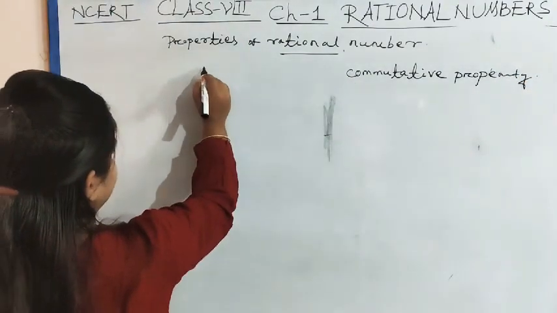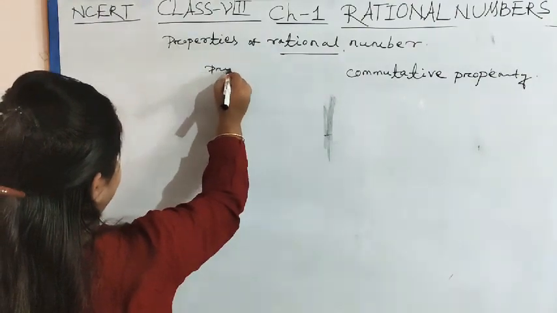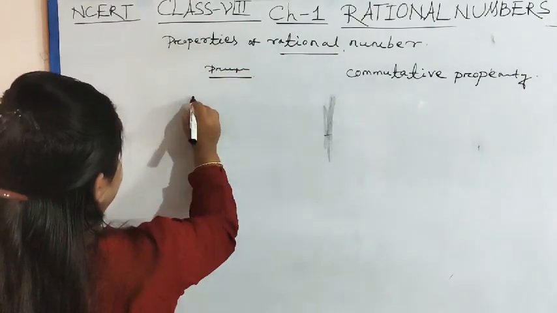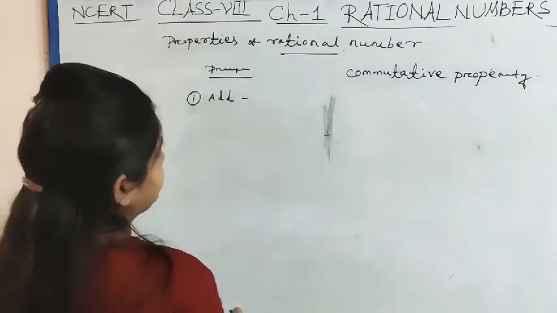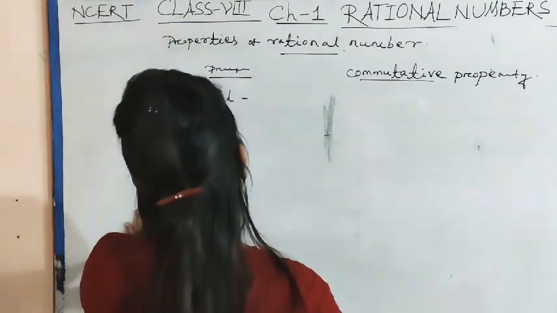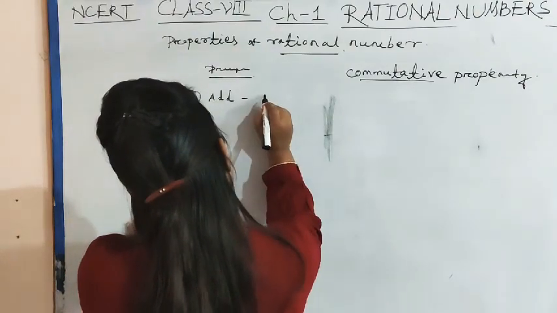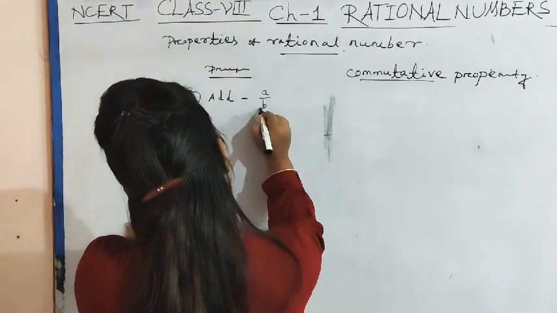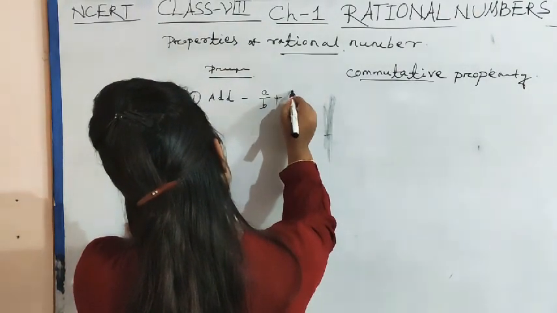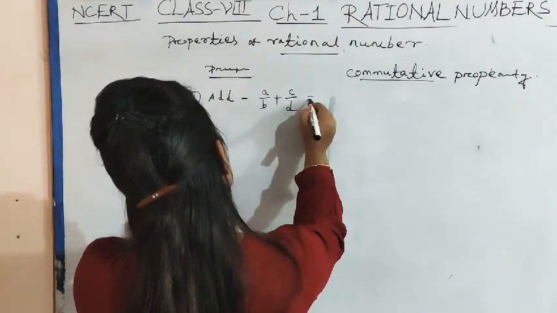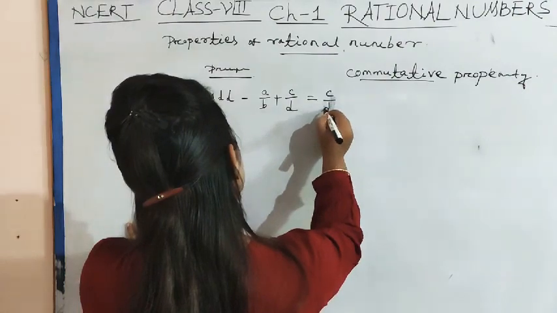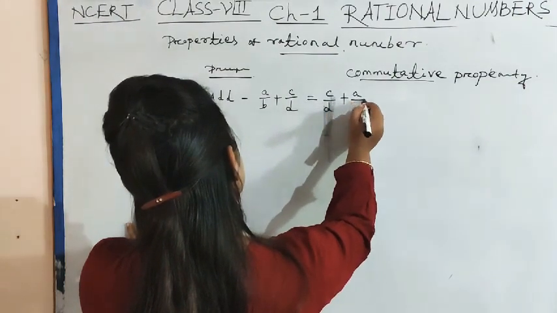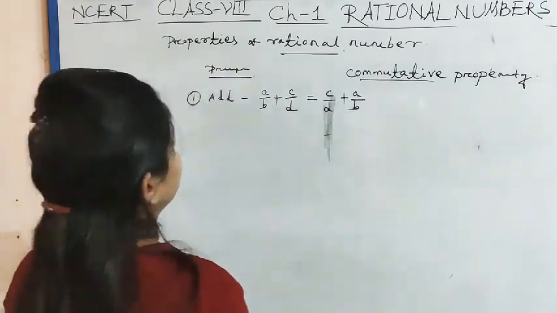So basic operation, property. First one is addition. For addition, we check it. Addition is commutative or not. Suppose A by B is a rational number, C by D another rational number, then A by B plus C by D, if you change the order, these two rational numbers will get the same answer or not.